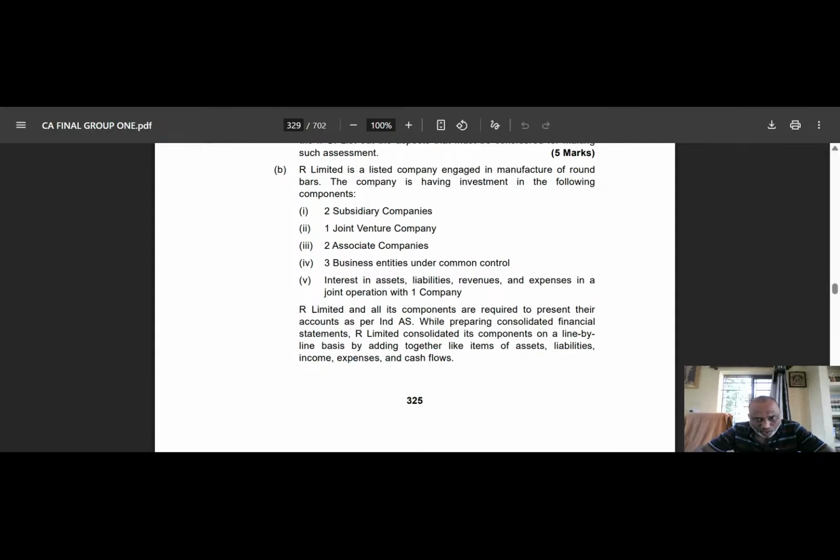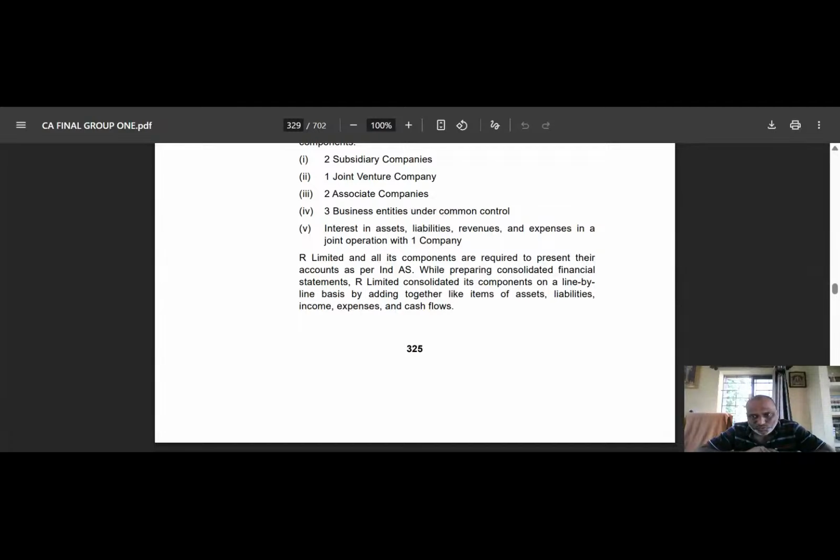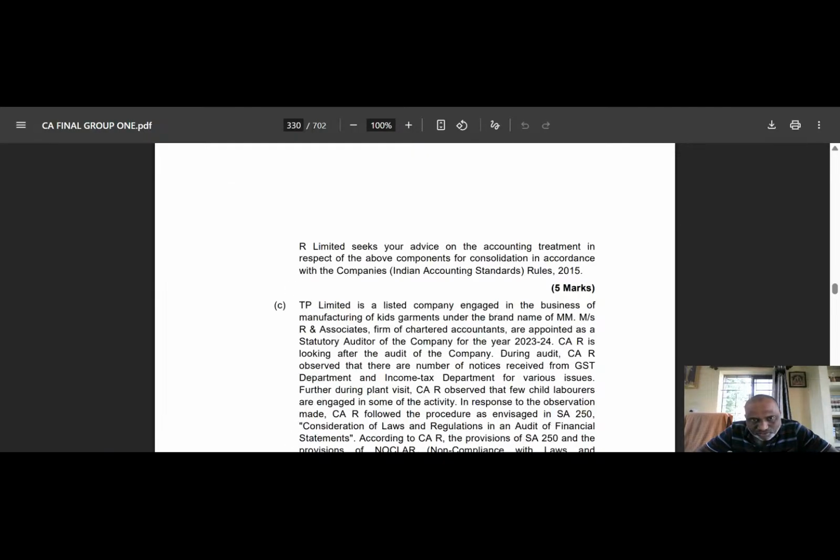R Limited and all its components are required to present their accounts as per Ind AS while preparing consolidated financial statements. R Limited consolidated its components on a line by line basis by adding together like items of assets and liabilities, income and expenses, and cash flows. R Limited seeks your advice on the accounting treatment in respect of the above components for consolidation in accordance with the Companies (Indian Accounting Standards) Rules 2015. See, for this, what is the answer?